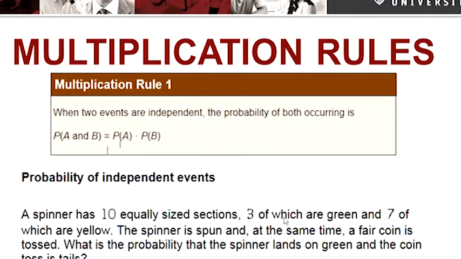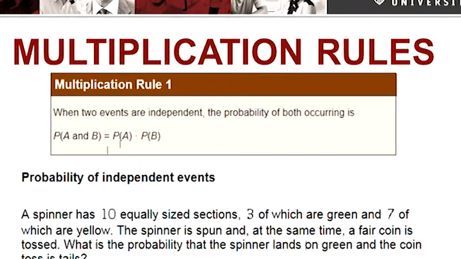A spinner has 10 equally sized sections, 3 of which are green and 7 of which are yellow. The spinner is spun, and at the same time a fair coin is tossed. What is the probability that the spinner lands on green and the coin toss is tails? The probability of green is 3 out of 10 because 3 of the sections are green out of the 10 sections. And the probability of tails is 1 out of 2, which of course is 0.5.